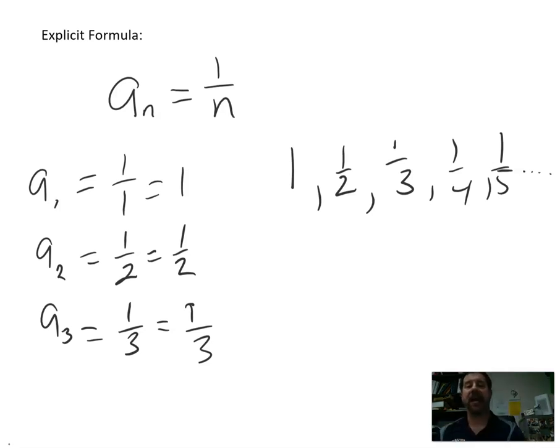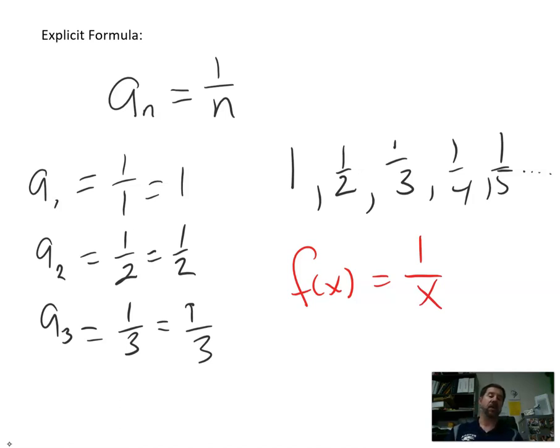And just to tie this back into stuff we've done before, this sequence is also the whole number outputs of the function 1 over x, just using the positive integers. If I plug in just 1 into this function, we can make a connection between sequences and functions, and that way we could use equations in our real life application of things.